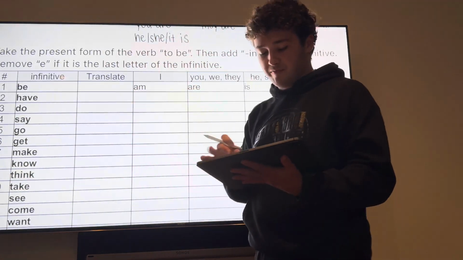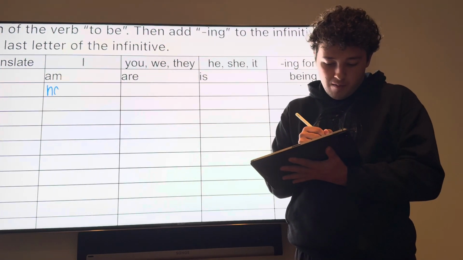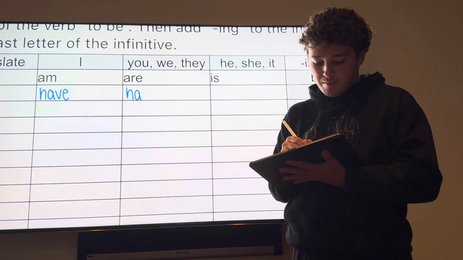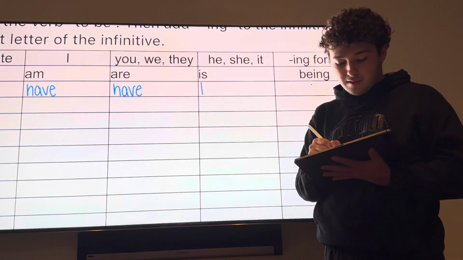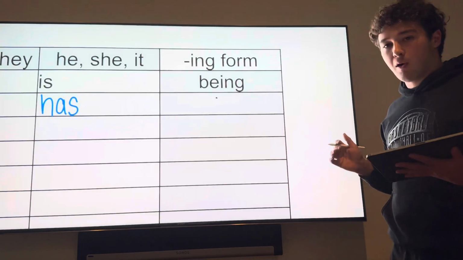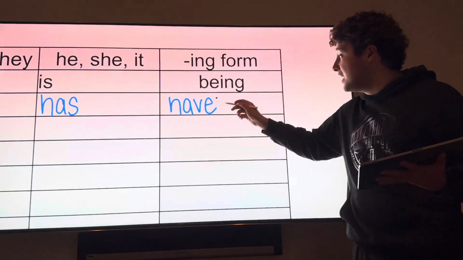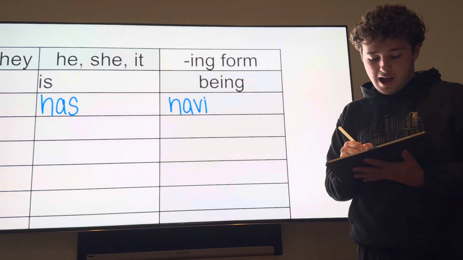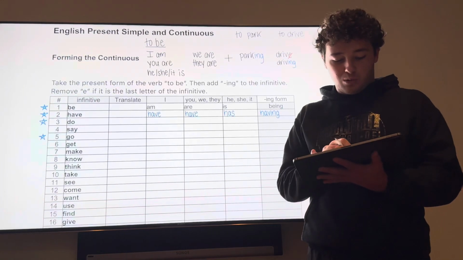Now, let's look at have. I have, you have, he, she, or it has, and then the ing form here. Think about have, it's spelled H-A-V-E. But when there's an E at the end, we get rid of it. So get rid of the E and simply add ing to form having. Okay? Let's do the other irregular ones.